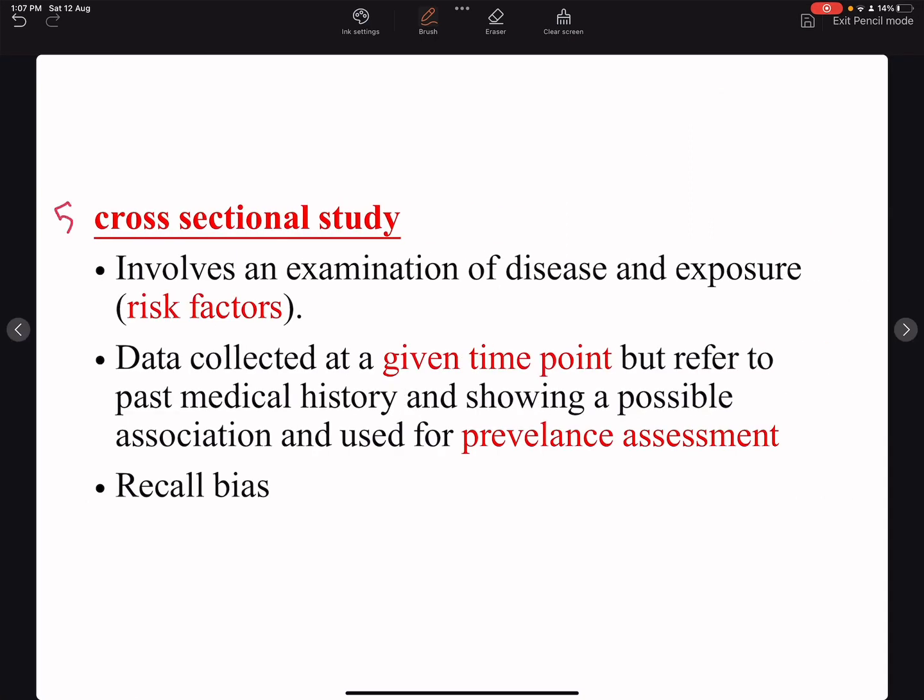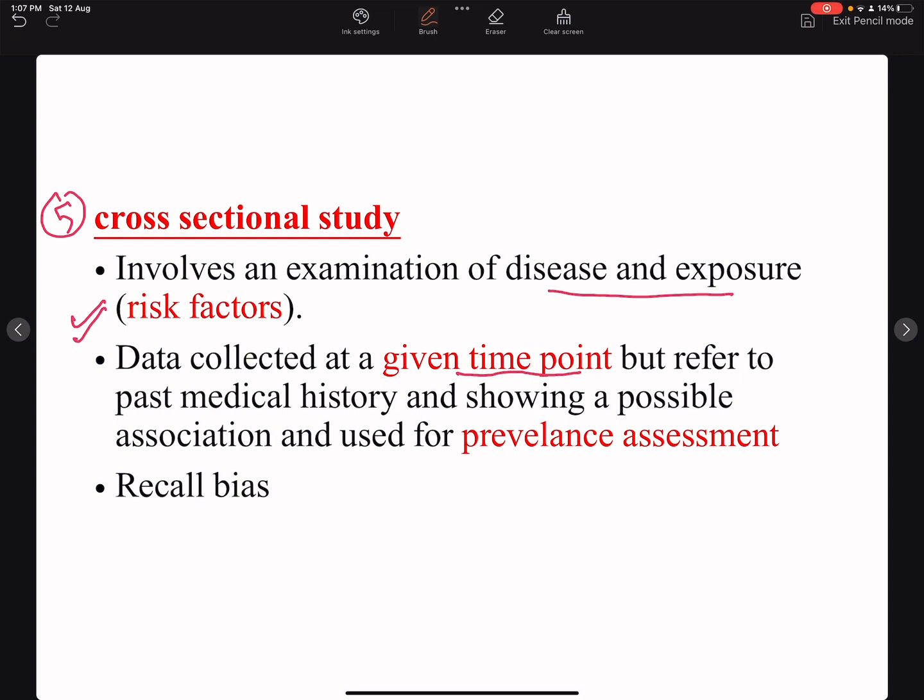Another group is the cross-sectional study, and this is very important to show the disease and exposure. Here we are mainly concerned with the risk factors. So this is also important because the data is collected at a given time point, but refers to past medical history and shows a possible association and is used for the prevalence assessment.